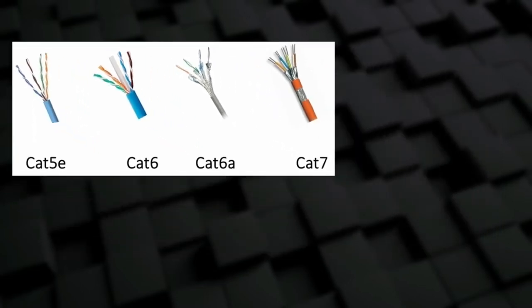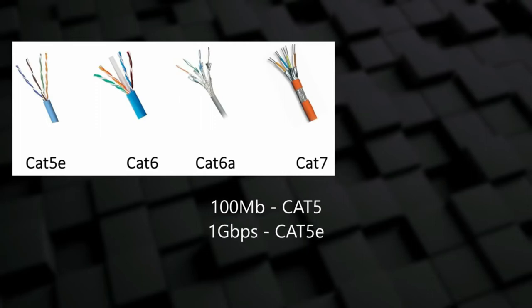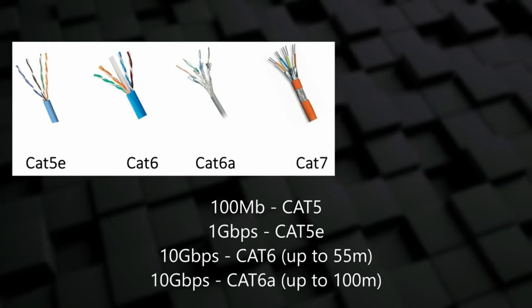Newer standards support better speeds over longer distances. For example, you can use a Cat5 cable on a 100 meg network. But if you want to run a gigabit network, you need at least Cat5e. If you want 10 gig, Cat6 is okay up to around 55 meters. But if you run Cat6a, you can have a 10 gig link that works up to 100 meters.